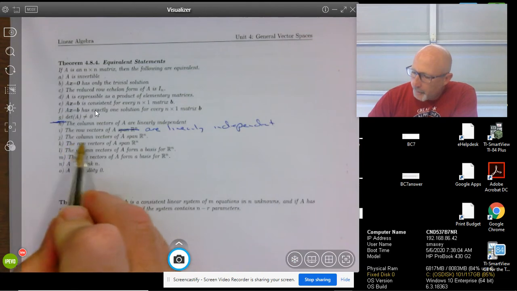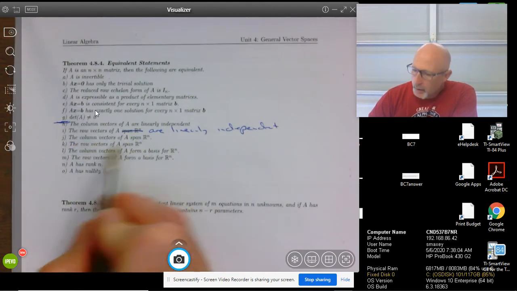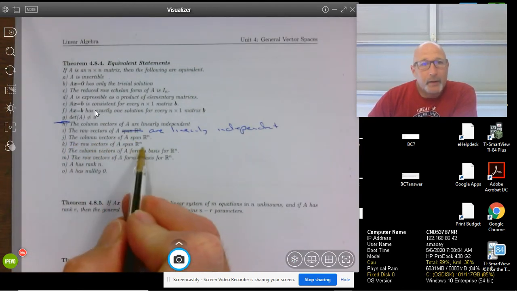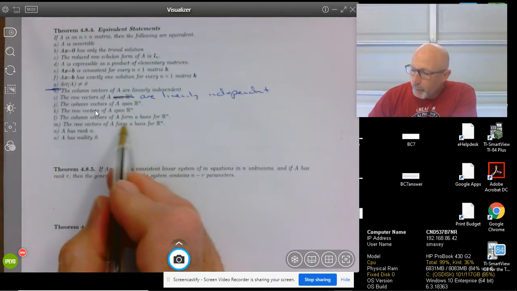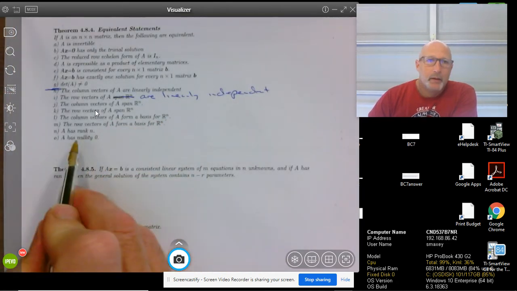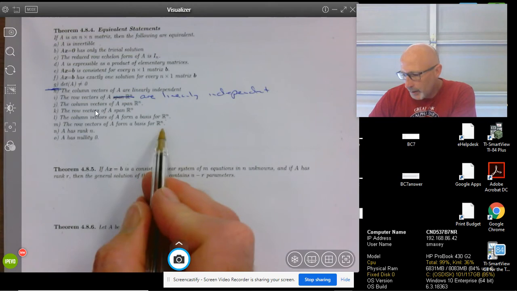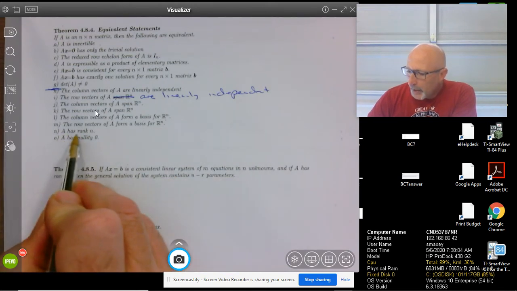Okay, the column vectors of A span Rn. The row vectors of A span Rn. The column vectors of A form a basis for Rn. The row vectors of A form a basis for Rn. A has a rank of n.